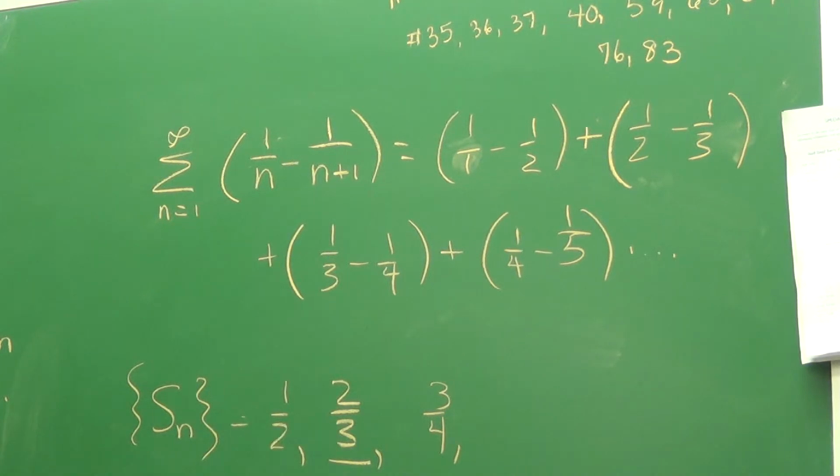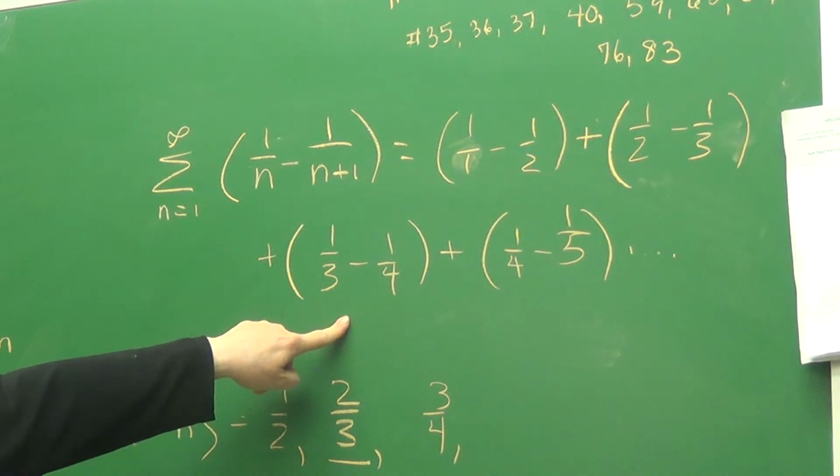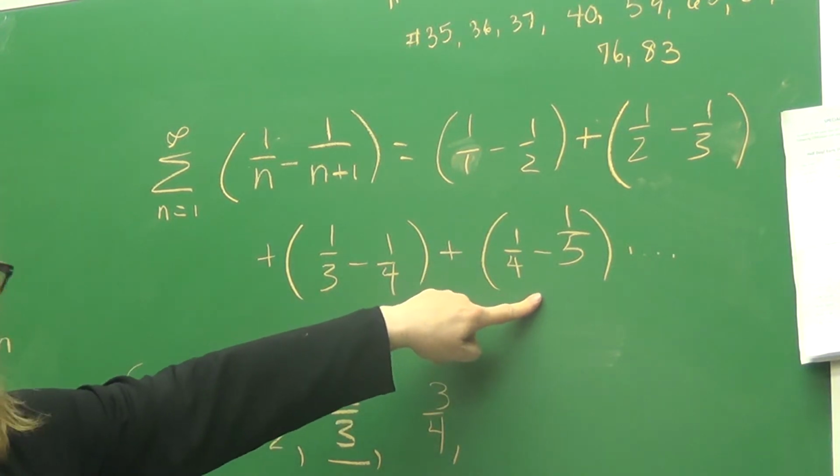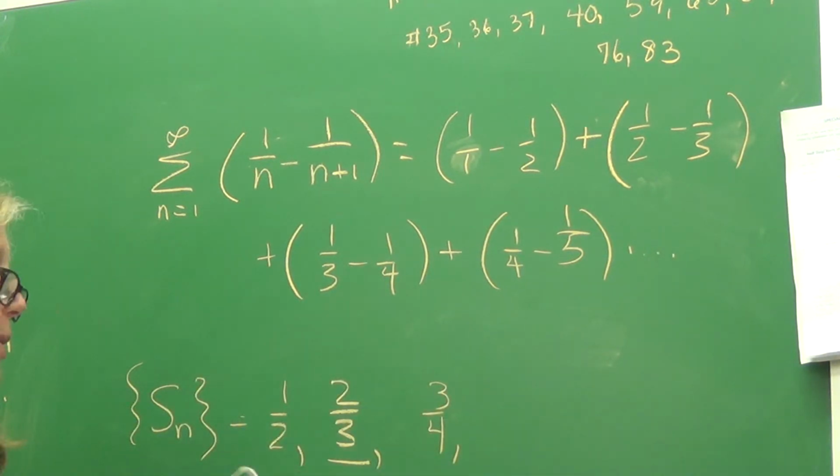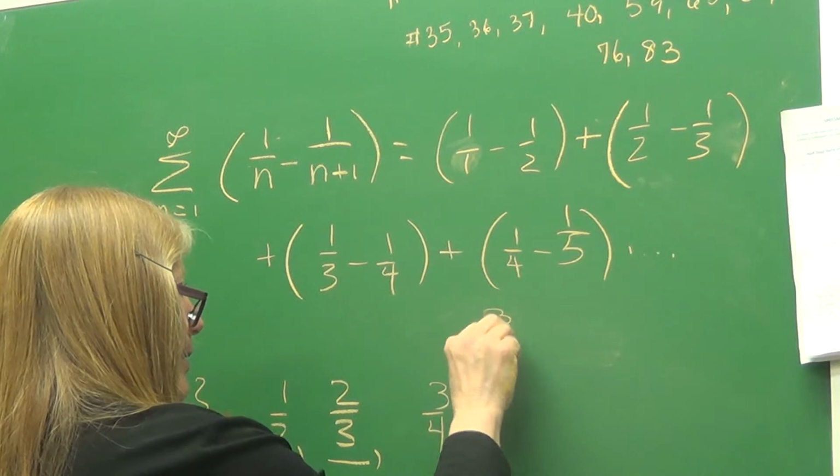What's 1/3 minus 1/4? We're over here, 1/4 minus 1/5. That would be 1/20th. All right, and 1/20th plus 3/4 is 4/5.